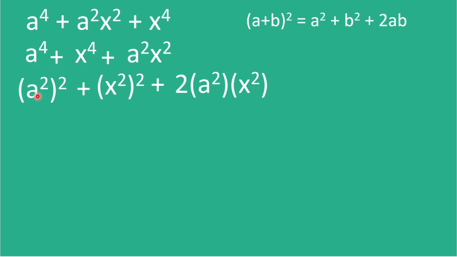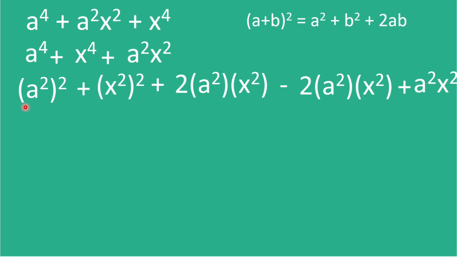But look at this part of the question. We have only this a power 4 plus x power 4, and we do not have this 2a square x square. So to balance this equation, we will subtract 2a square x square as well. So let's subtract 2a square x square as well, and finally we will write this a square x square. So plus a square x square.